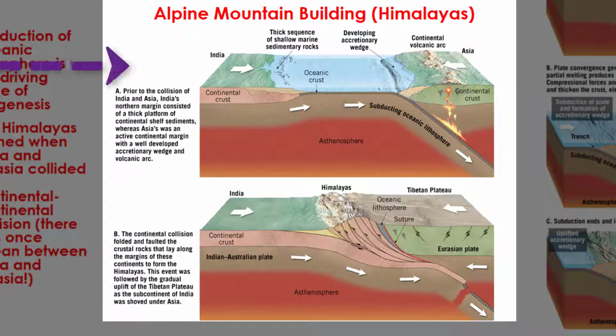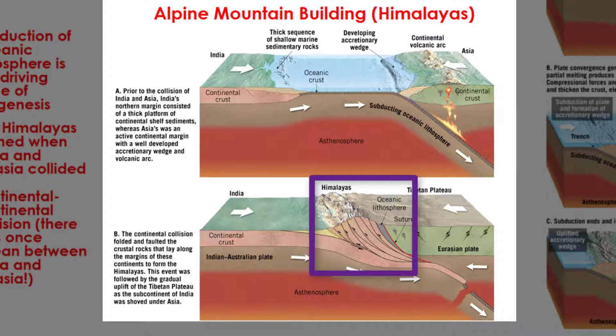You have to imagine India creeping closer and closer to Eurasia over a very, very long time period. And eventually, when India smashed into Eurasia, we saw the folding and faulting of crustal rocks that lay along the margins of both continents. This was the birth of the Himalayas.